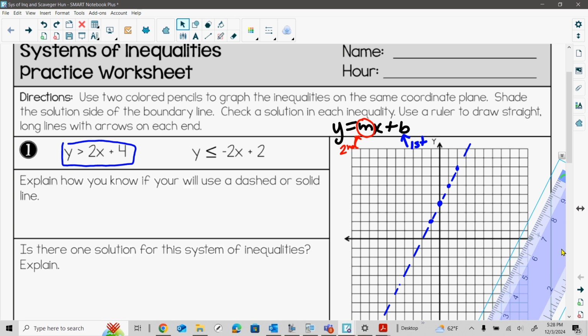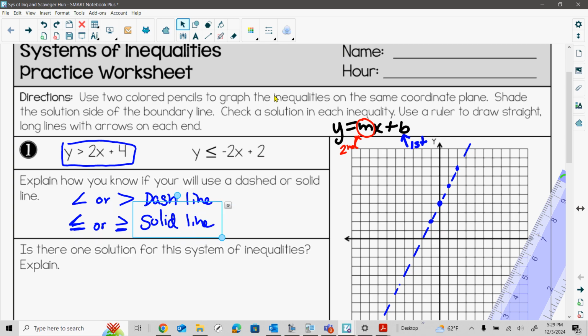One of the questions they ask, or the first part of the questions in each set, is how will you know to use dash or solid? Whenever you have less than or just greater than, it's going to be a dash line. But if you have less than or equal to, that line underneath the inequality, that solid line right there, this would be a solid line. So if you just want to put dash and solid. So this is dash with that symbol right there.